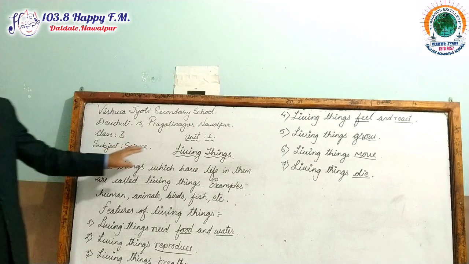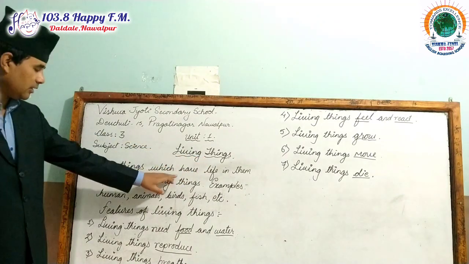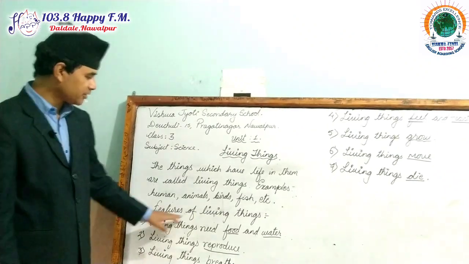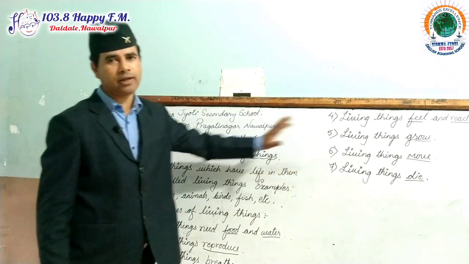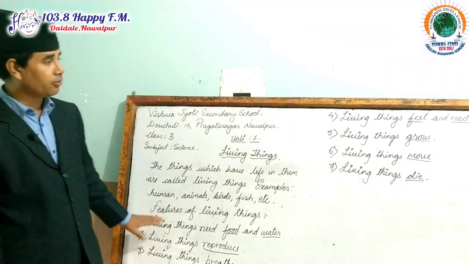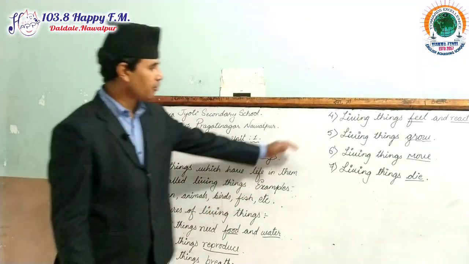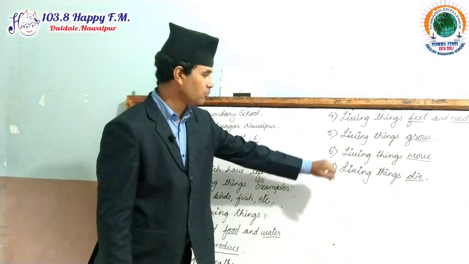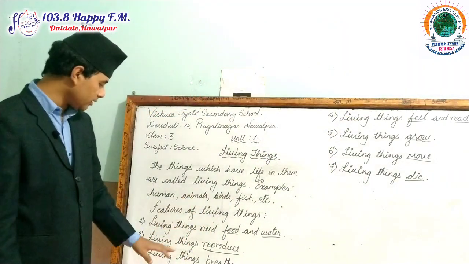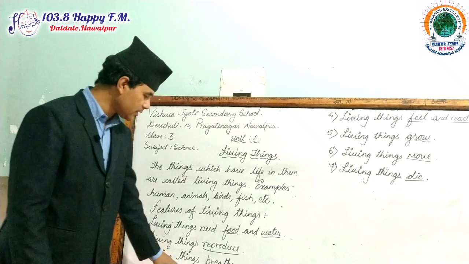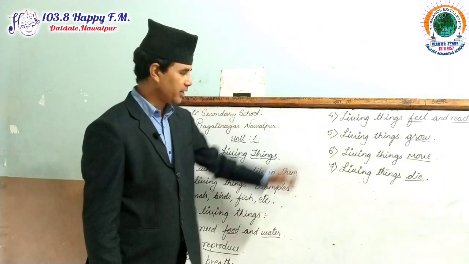Now again, my dear students, you should remember what living things are, its definition, along with examples, and features of living things. I have written here 7 points. These 7 points are very important, and you should try to remember at least 4 points from here. Living things grow, move, die, feel and react, need food and water, reproduce, and breathe. These are the features of living things.